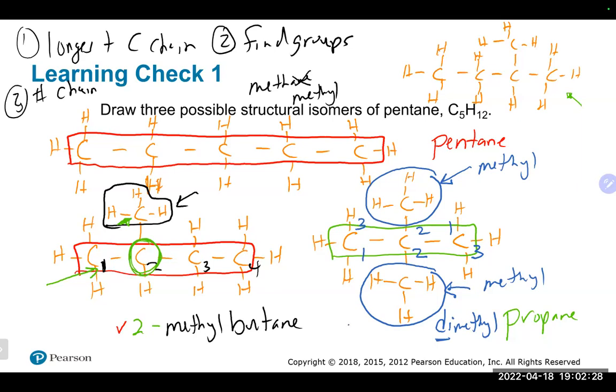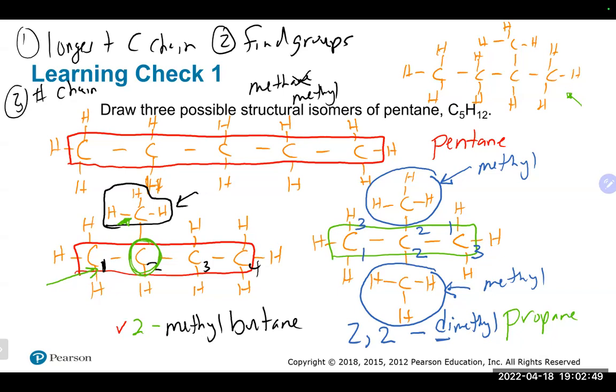This would be 2,2-dimethyl propane. Remember I said comma between two numbers. Dash between number and letter, or letter and number, however way you want to go on that. You need a dash between those things. So this is 2,2-dimethyl propane.